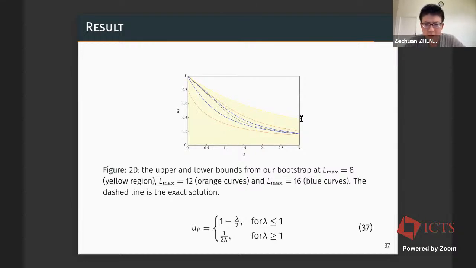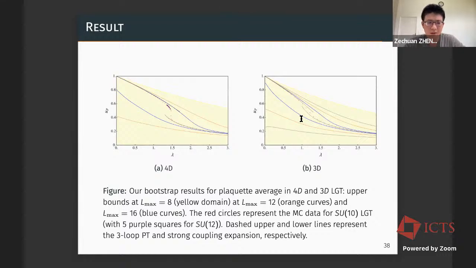Okay, this is the result of our bootstrap. For 2D, I notice you that large N Yang-Mills in two dimensions is exactly solvable, and the UP here, equation 37, is the exact solution of UP. And here in the plot, this is our bootstrap result. The yellow, orange, and blue lines are the shrinking allowed region when we increase the bootstrap cutoff. Actually, this is instant. It doesn't take any time to finish this plot. But for 3D and 4D, the complexity grows exponentially. For 4D, each single point on the plot takes approximately 20 hours of CPU time to finish.